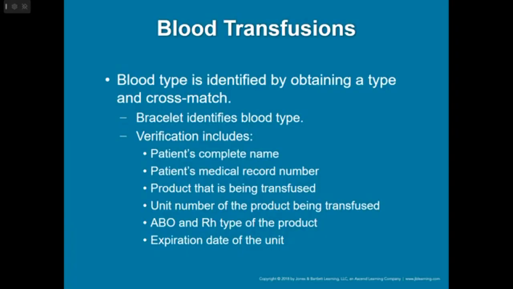Blood type is identified by obtaining a type and cross match. So that would be like your A positive, B positive, AB positive, all that stuff. They're going to run a bunch of tests on your blood before they give you a blood transfusion, ideally. Chapter 13, we covered that a little bit, but here we're talking about just a little bit more.